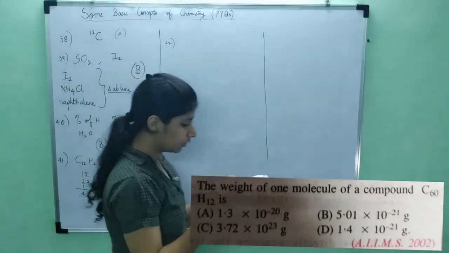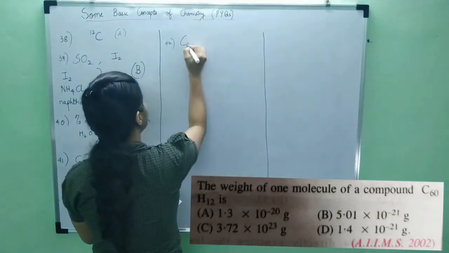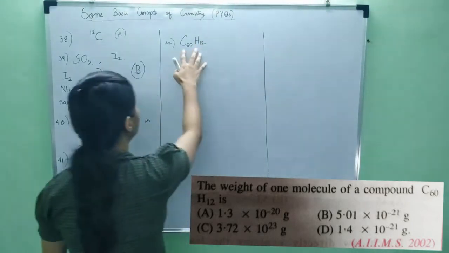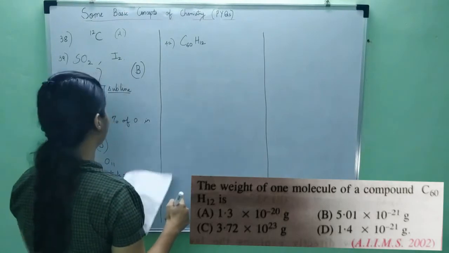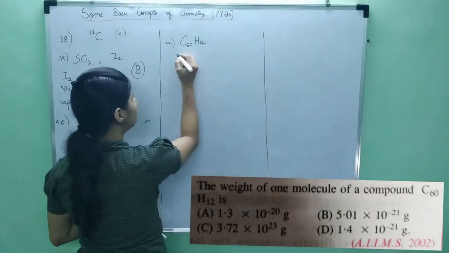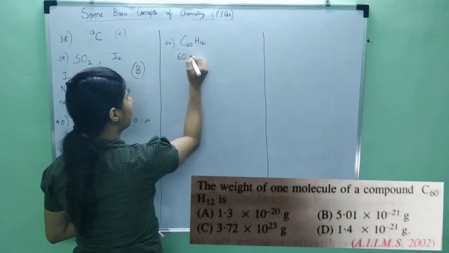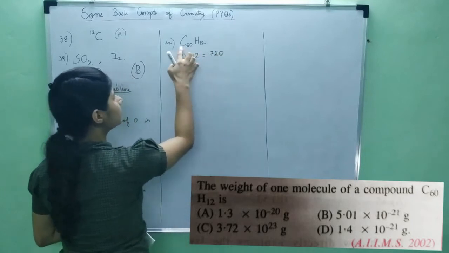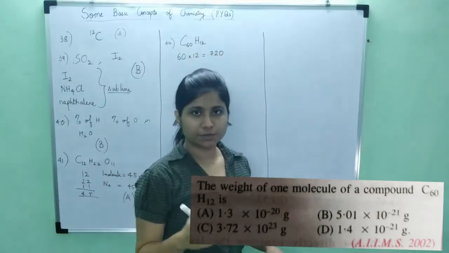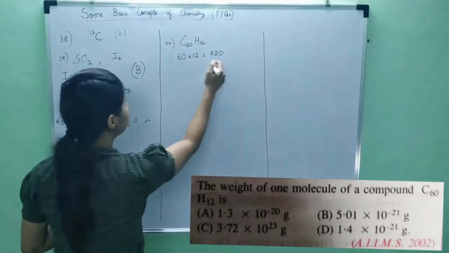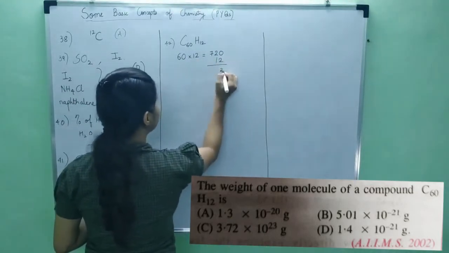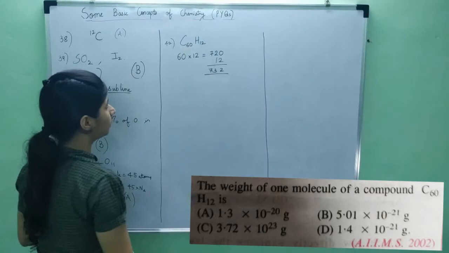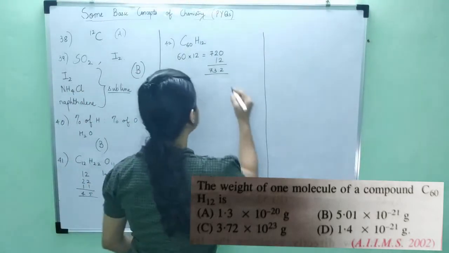Next is the question: the weight of one molecule of C60H12 is. So C60H12 is the molecule, right? Now we have to find out the weight of one molecule, just one molecule. So first let's find out the molar weight. 60 into 12 comes out to be 720, because 12 is the atomic weight of one carbon. So 60 carbons would be 12 into 60, plus 12 hydrogens, 732. So the molecular weight is 732 grams.